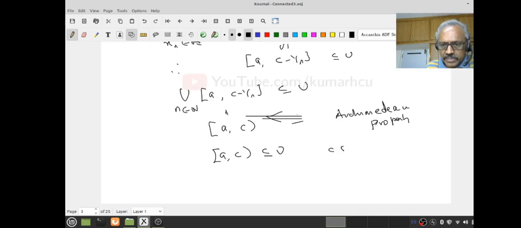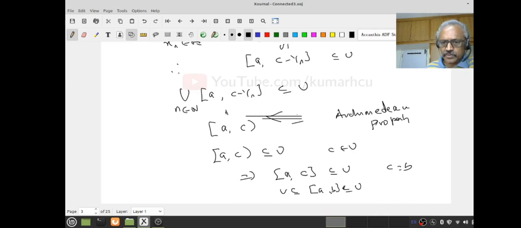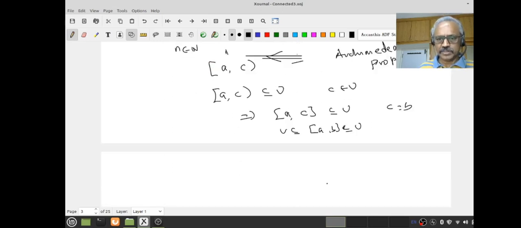So I have shown that A to C is contained in U. I also know C is in U, therefore this shows A to C is contained in U, but C is B, that means A to B is contained in U, and U is contained in AB, therefore equality holds. This completes the proof. Pause, review, proceed.